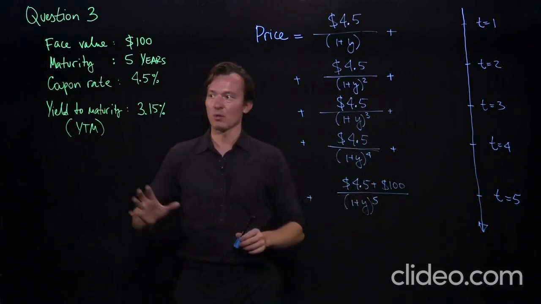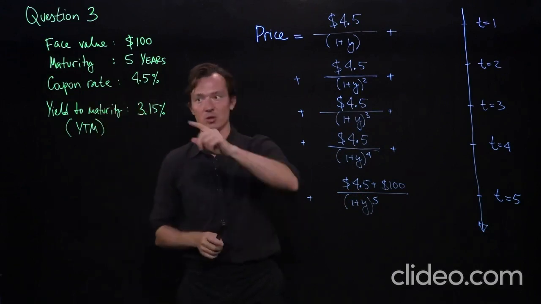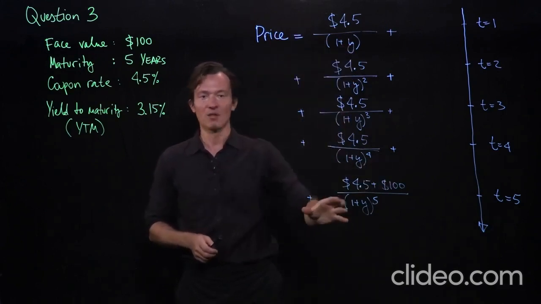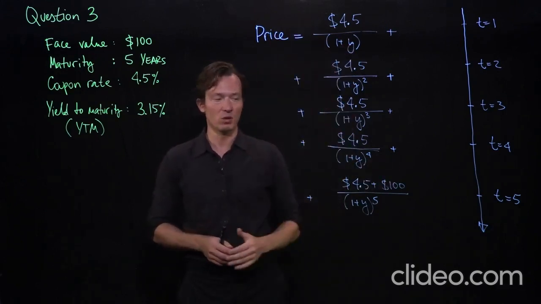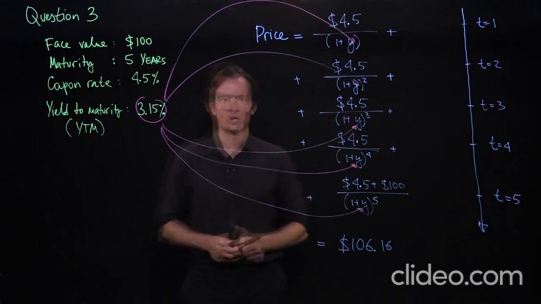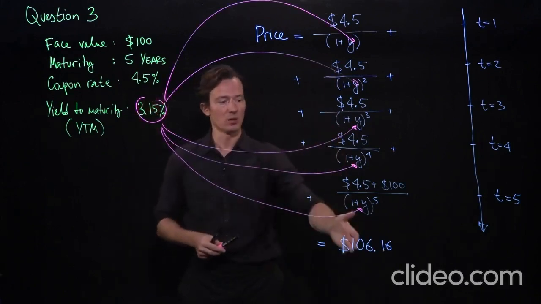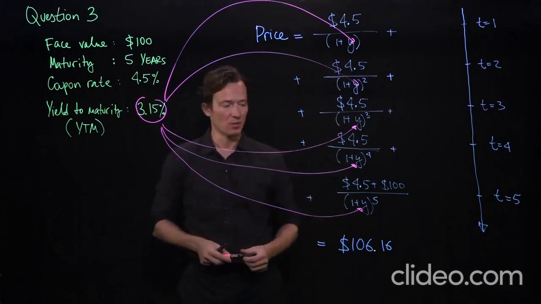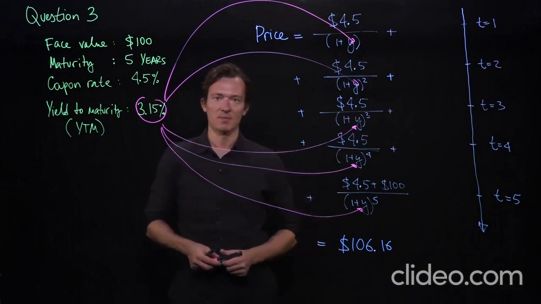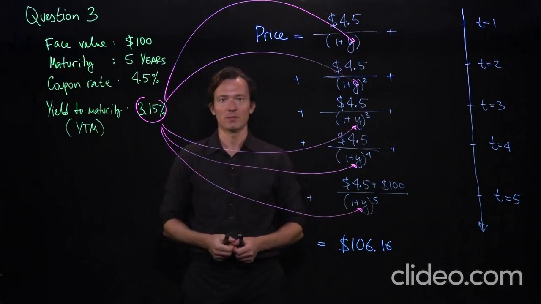So the only thing we have to do here is plug in this YTM, or this y, which is 3.15%, into this equation and find each of these individual ratios, add them up, and this will give us the price of this bond. Now what I have done here is I've plugged in this y into this equation and computed the bond price. So the bond price is $106.16. So this is how we find the bond price from given yield to maturity.